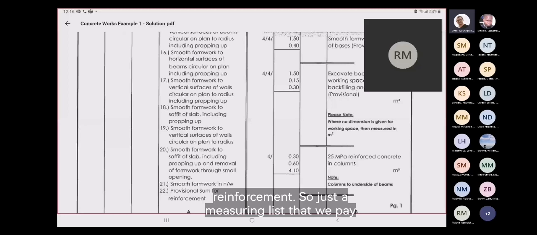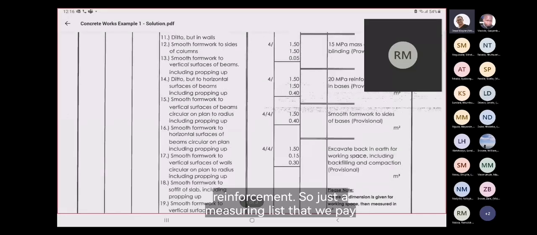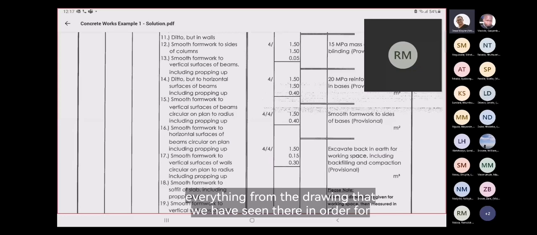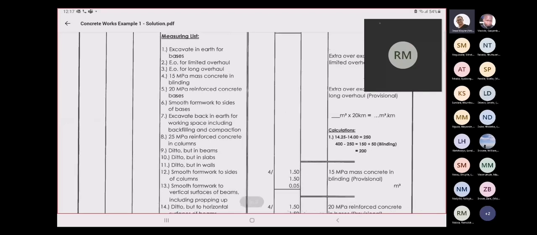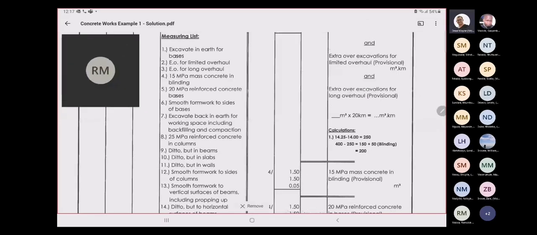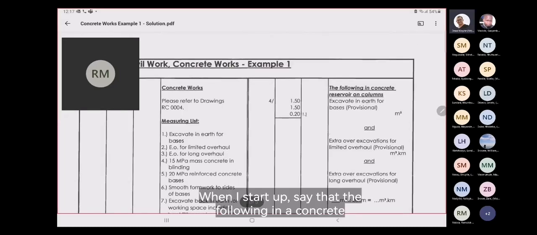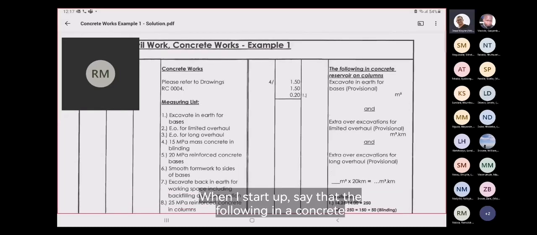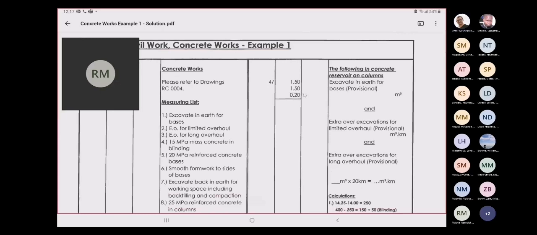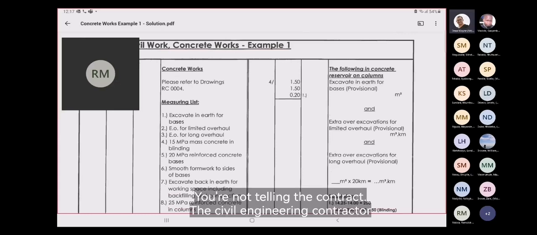So just a measuring list that we prepare, everything from the drawing that we have seen there, in order for us to clearly see exactly what it is that we need to be doing. When I start out, I say the following: in a concrete reservoir on columns. Telling the civil engineering contractor what he has to measure, and we tell him where this is, stands on columns, and excavating earth for bases, provisional.